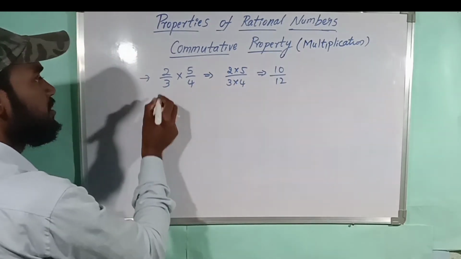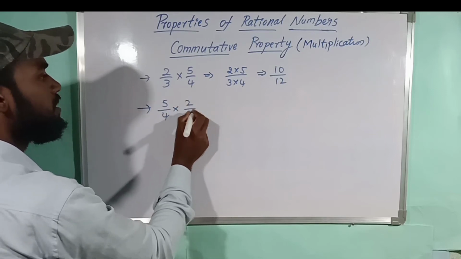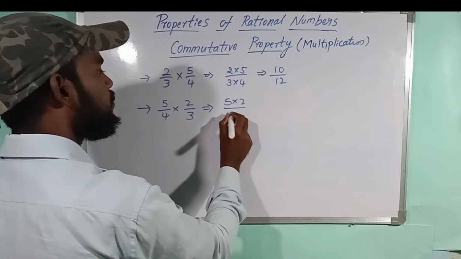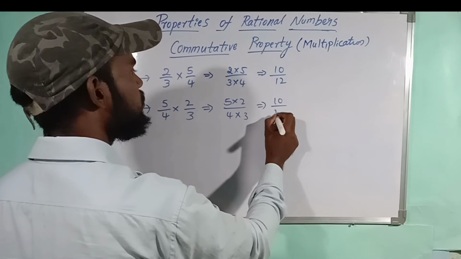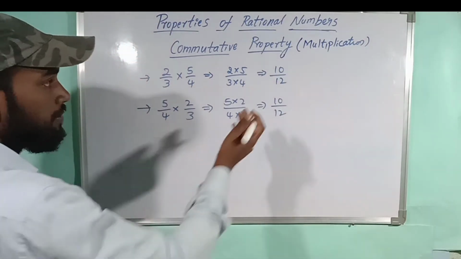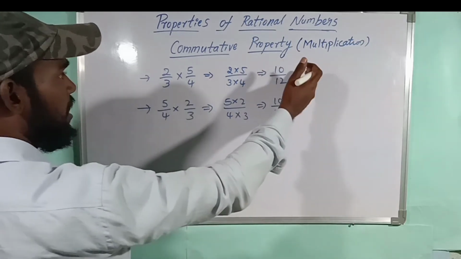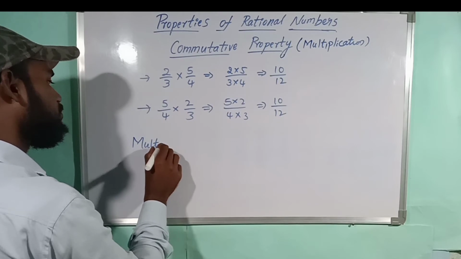Next, change the order of the numbers: 5 by 4 into 2 by 3. Then we get 5 into 2 by 4 into 3. 5 into 2 is 10, 4 into 3 is 12. Did we get the same result or not? Yes, we got the same result. So what can we conclude? Multiplication is commutative.